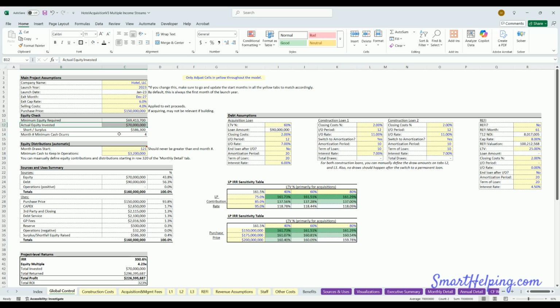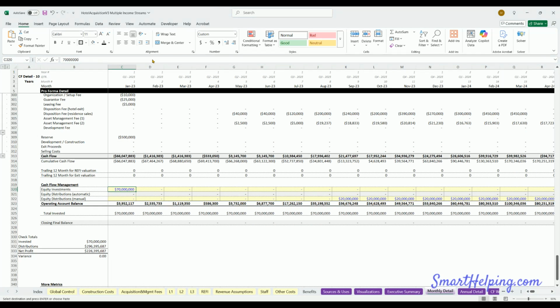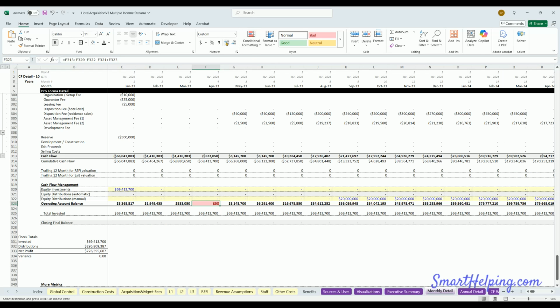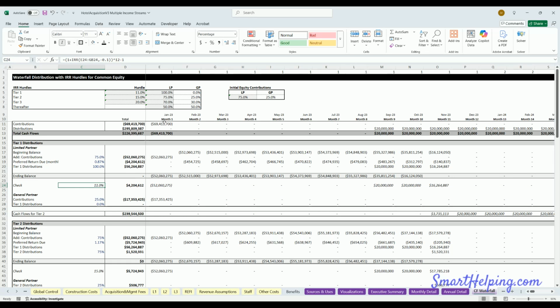If you wanted to put in the exact amount, you could just copy this, paste it in the first month, pasting values only. If you use the minimum, you're always going to solve for zero. It might be 0 point some very small number, but it's basically zero balance in whatever month that happens. These equity investments and distributions then flow directly into your cash in and out for your IRR hurdle waterfall for the LP and GP.